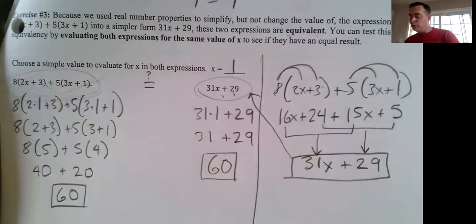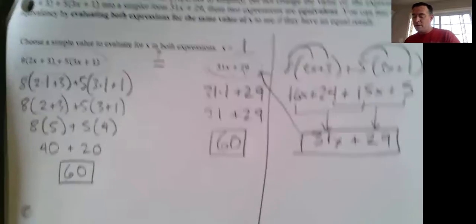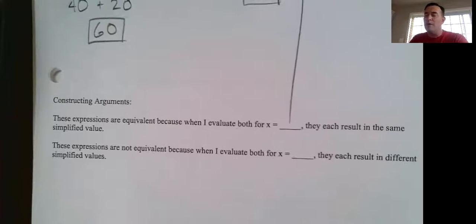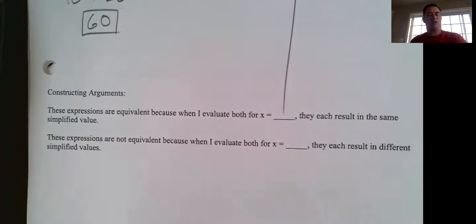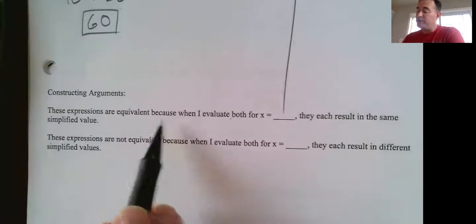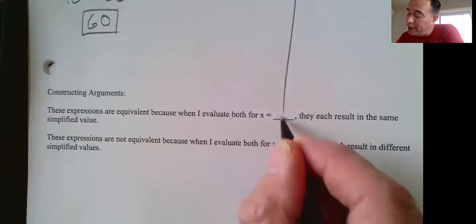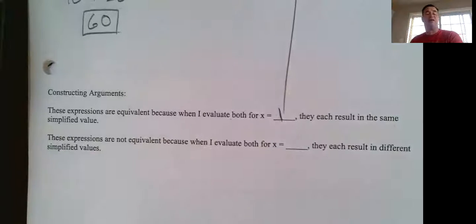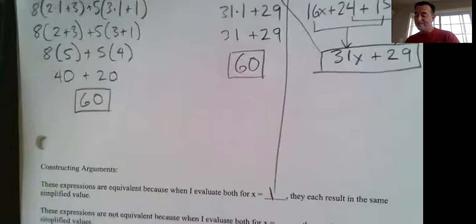Now, if you look down here, it says constructing arguments. We haven't talked about this a whole lot yet this year, but this is a way that we can talk about why you can say this is true. And you can say these expressions are equivalent because when I evaluate both for x equals 1, they result in the same simplified value. That's a perfect statement to use to be able to explain why this is true that we just did here on the side.